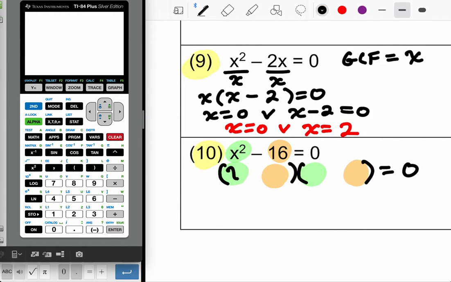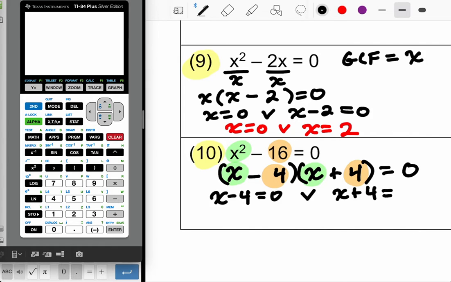So square root of x squared is x. Square root of 16 is 4. As long as the signs are different, 1 plus 1 minus, you're good to go. All right, so it doesn't matter which is which. I'll put the minus here, the plus there. I take each of my factors, set them equal to 0. x minus 4 equal to 0, or x plus 4 is equal to 0. Solve each of them. For the first one, I'm going to add 4 to both sides. That's going to give me x equals 4. For the second one, I'm going to subtract 4 from both sides. It's going to give me x equals negative 4.